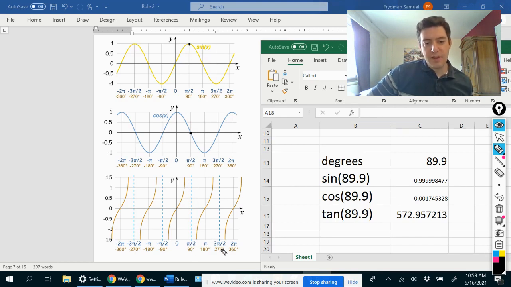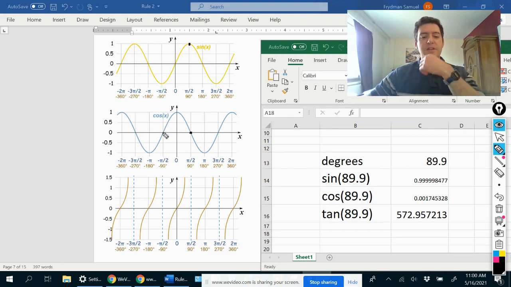And the same thing, by the way, would happen at 270 degrees, at negative 270 degrees. So for example, at negative 270 degrees, the sine is still 1 and the cosine is 0. At negative 90 degrees, the sine would be negative 1 and the cosine would be 0. So again, we're dividing by 0, which is undefined. So you're not really supposed to do that. You can't divide by 0.